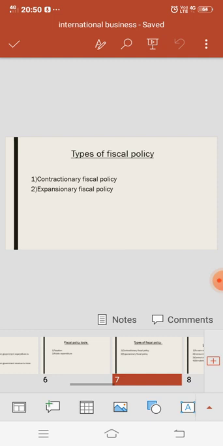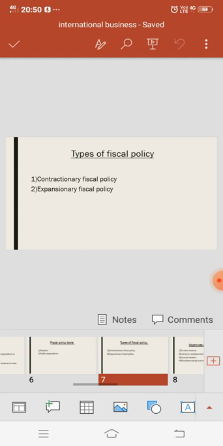Expansionary fiscal policy involves a tax cut and an increase in government spending to boost economic growth and decrease unemployment. This can also lead to a higher budget deficit. Here the government levies lower taxes and increases government expenditure.